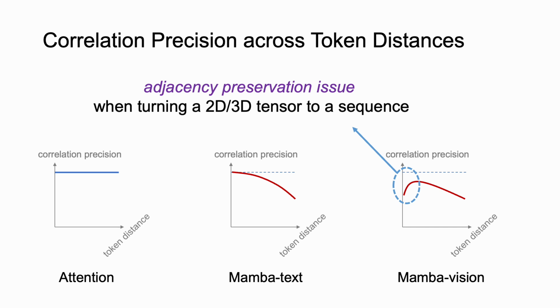However, on vision tasks, Mamba meets the adjacency preservation issue. What's that? For vision tasks, we have 2D tensors and 3D tensors to represent images and videos, respectively.